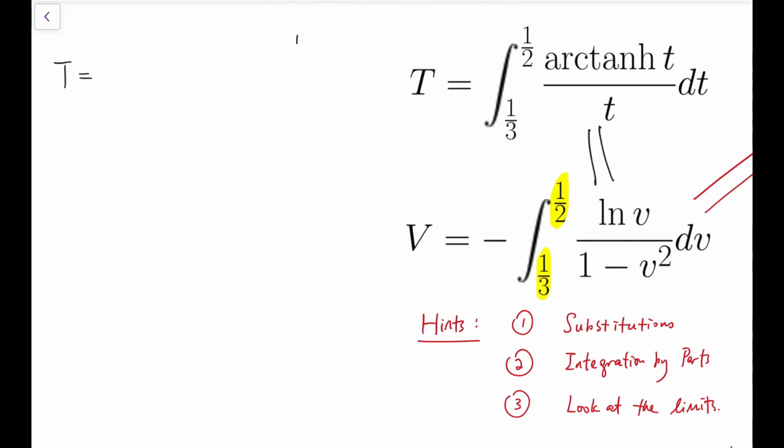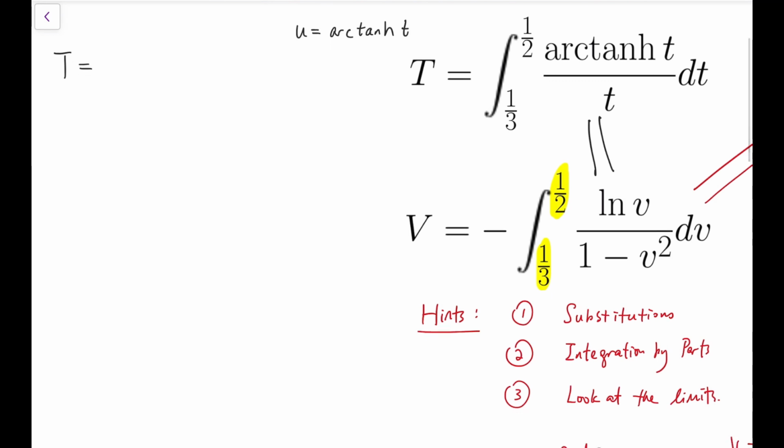I'm going to let u be equal to arctanh t, and now to differentiate it. So in fact, by definition, I can say that tanh of u is equal to t. And when I differentiate both sides, I actually have sech squared u times du/dt equal to 1.